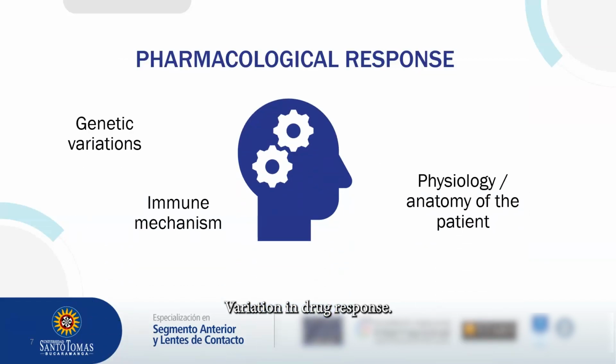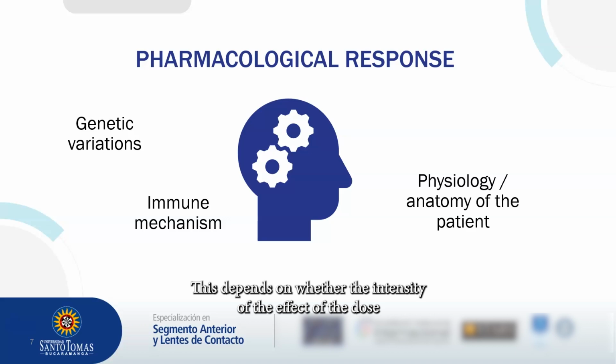Variation in drug response: the pharmacological response can present variations, so a patient can be hyporeactive or hyperreactive to the drug. This depends on whether the intensity of the effect of the dose is lower or higher than that observed in most patients. This may be determined by genetic variations in their metabolism or immune mechanism, and may also depend on the physiology and anatomy of the patient.